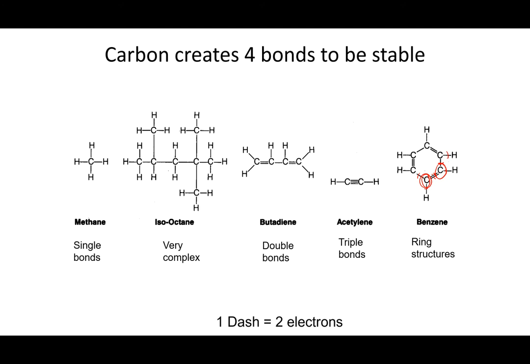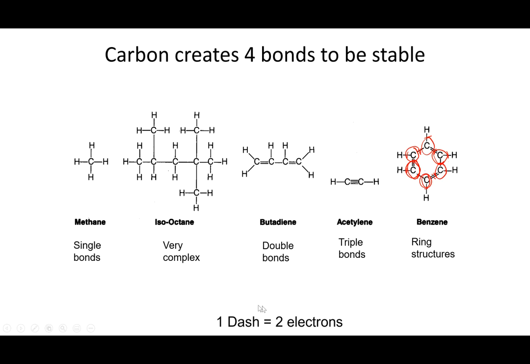Let's look at this one. 2, 4, 6, 8. That one's good. 2, 4, 6, 8. That one's good. 2, 4, 6, 8. That one's good. 2, 4, 6, 8. There we go. This is a stable molecule. In fact, carbon rings are some of the most stable structures on the planet. When you talk about diamonds, some of the strongest stuff on Earth, it's formed from a series of carbon rings because that structure is very, very, very sturdy.